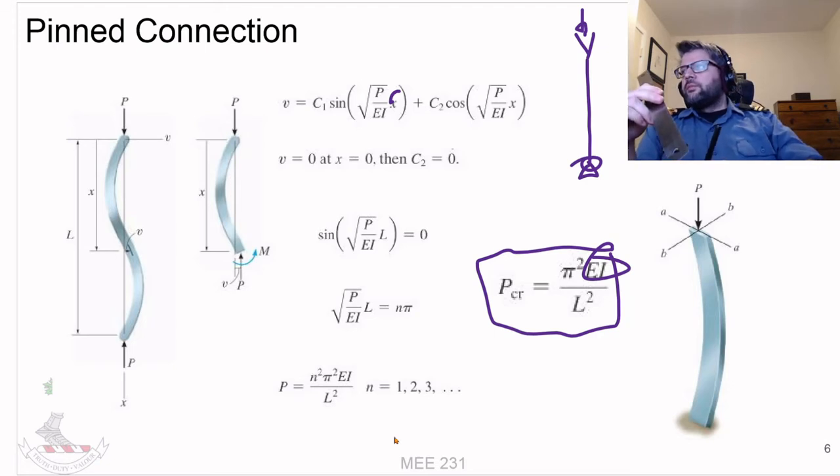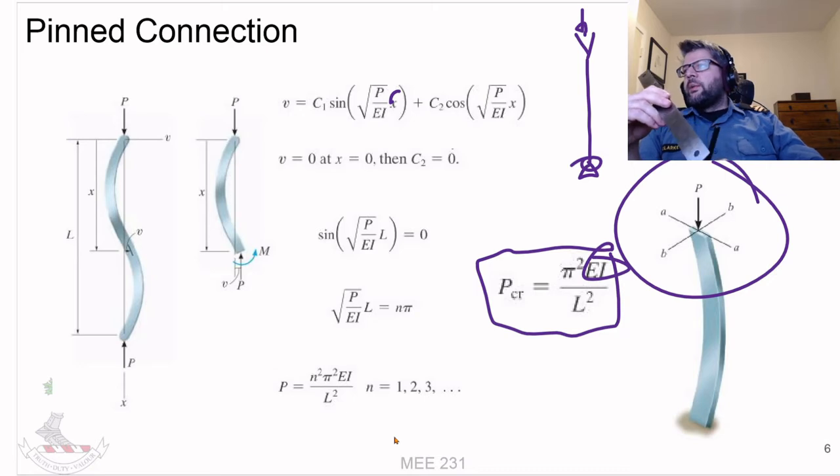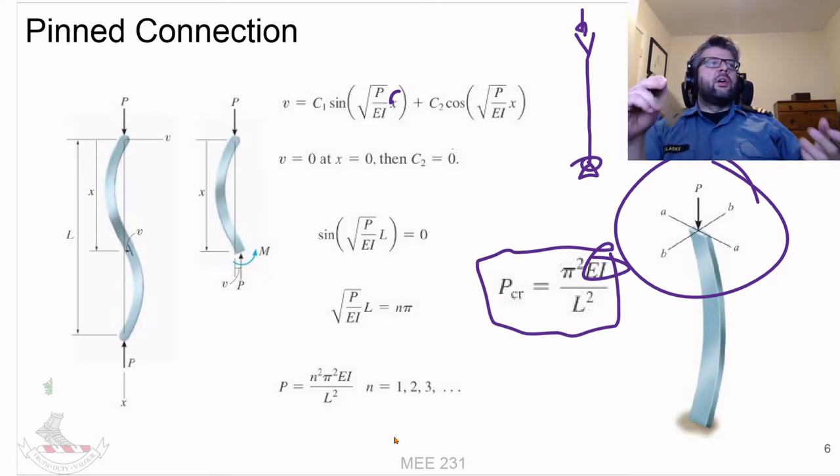So if we're looking at this situation here, we can see that the I about the A axis would be significantly smaller than the I about the B axis. So we're going to get bending about the A axis, not the I axis.